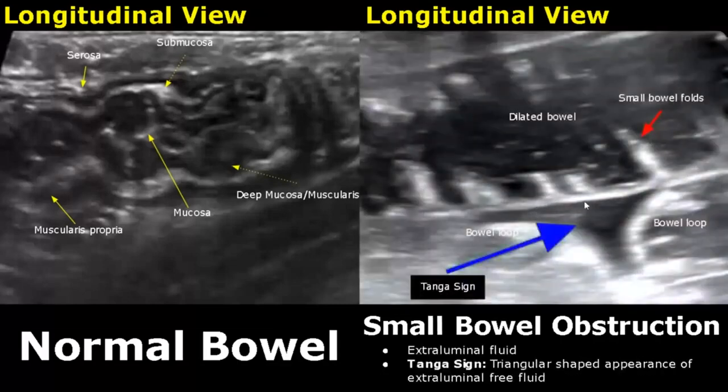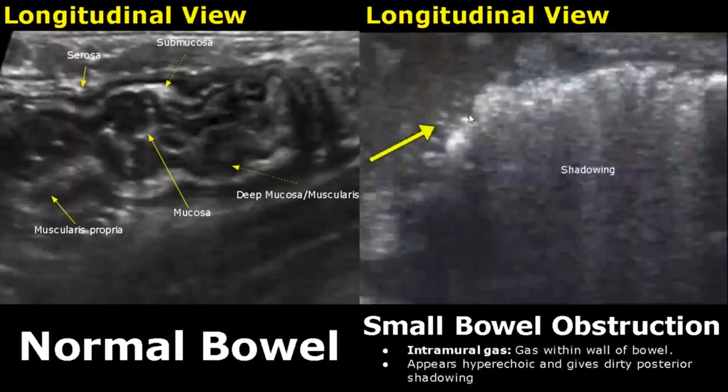Extraluminal fluid may also be seen in some cases of obstruction. Fluid will be visualized outside the bowel and is found between neighboring bowel loops. It is triangular in shape, and this fluid collection is called the tanga sign.